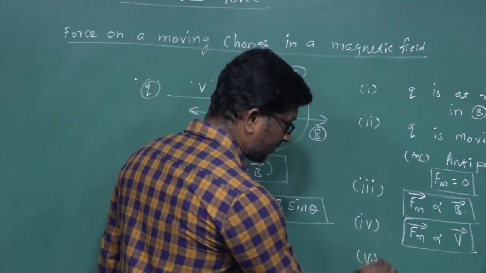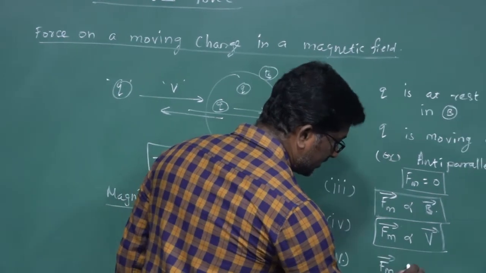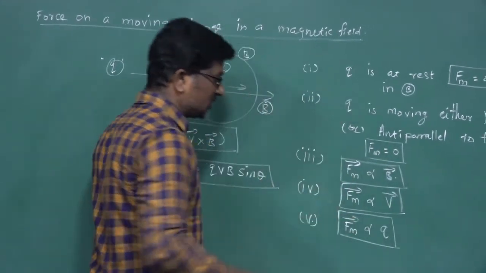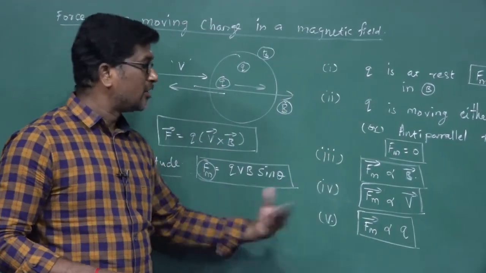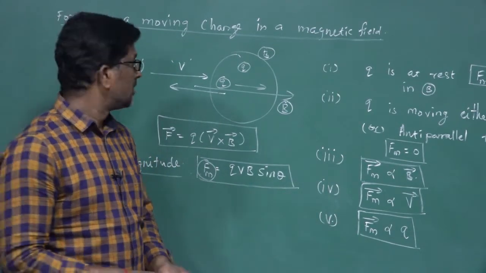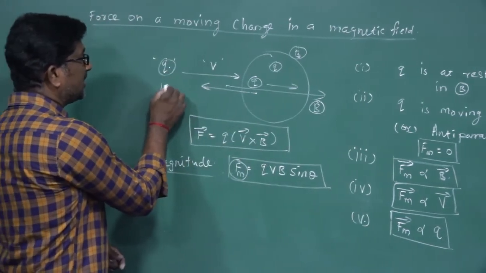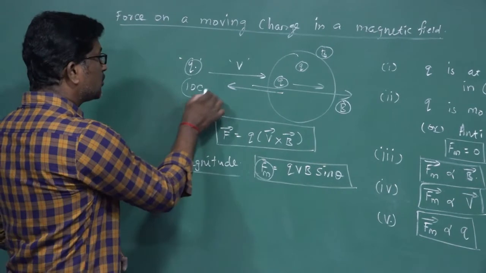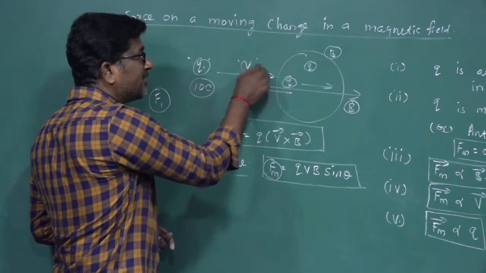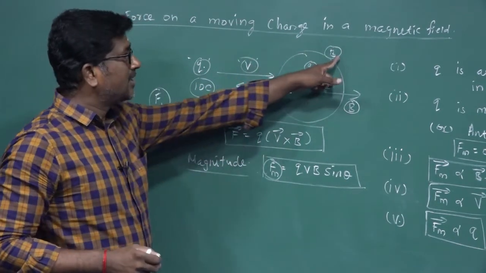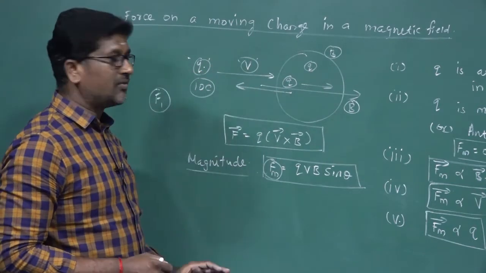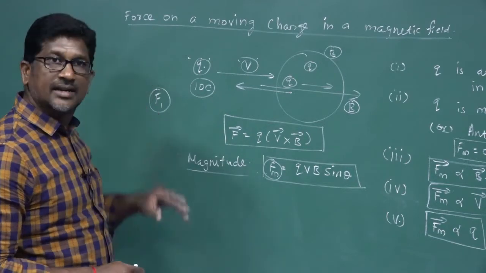Right, next. The magnetic Lorentz force is directly proportional to the magnitude of the charge. Suppose for example the charge value is 10 coulomb. Suppose the magnetic force experienced by the charged particle is F1 for a given velocity V and magnetic field B. The charge of 10 coulomb moves inside the magnetic field, and the force acting on it is taken as F1, right?